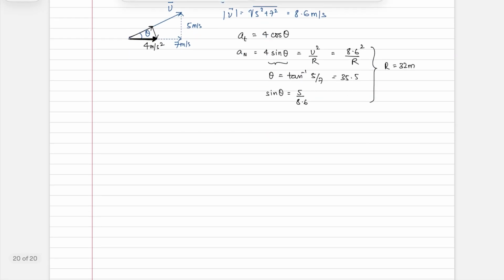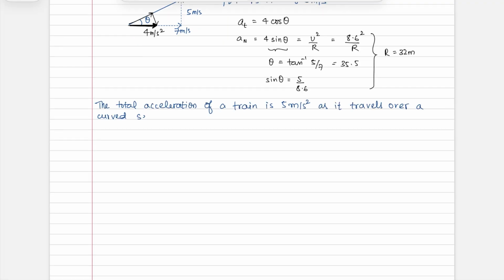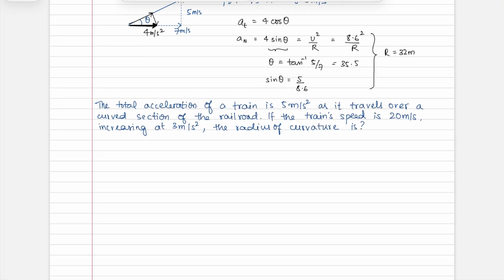Let's do another problem. So this here's the question. The total acceleration of a train is given. So how do you find this? There are many ways that this can be measured. There are inertial measurement units that can provide you with the acceleration at any instance of time.